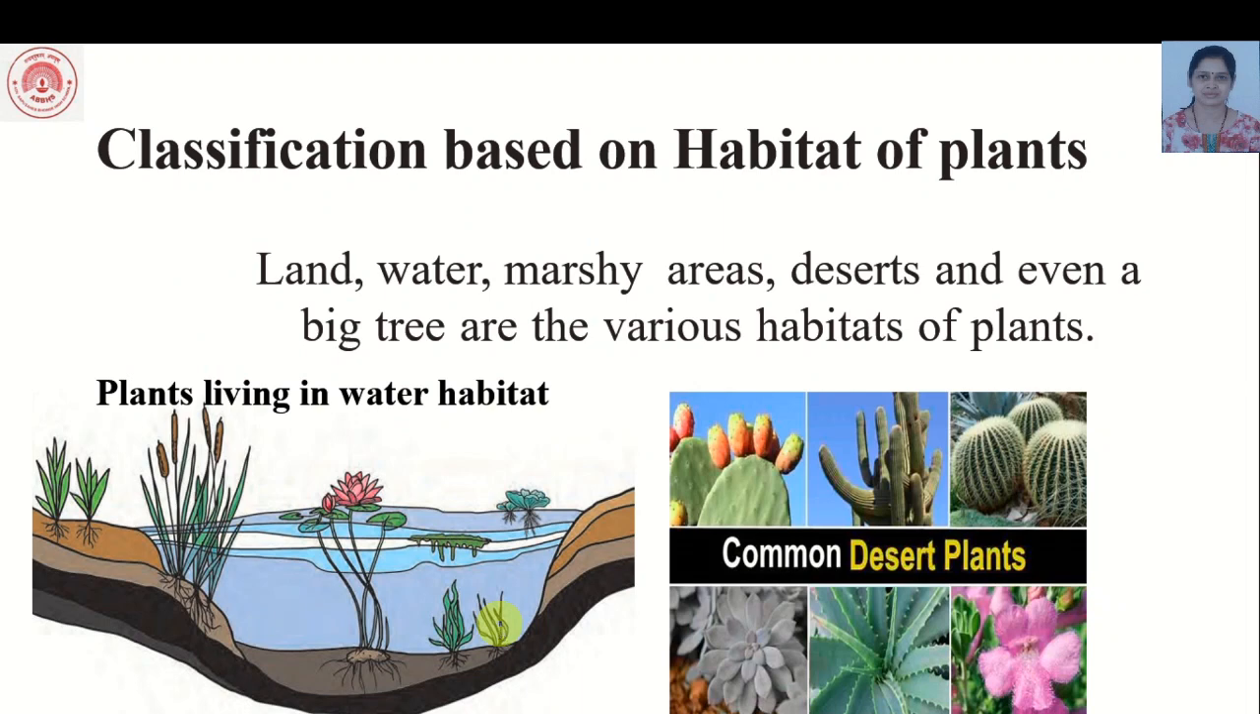Next classification is based on habitat of plant. Some plants grow on land, on water. Some plants grow on marshy areas or desert, and even big trees are the various habitats of plants. Observe this picture. Plants living in water habitat. These all plants live in water. This is lotus plant.